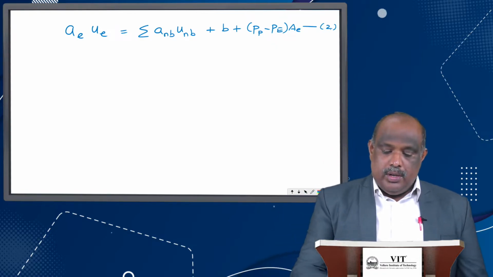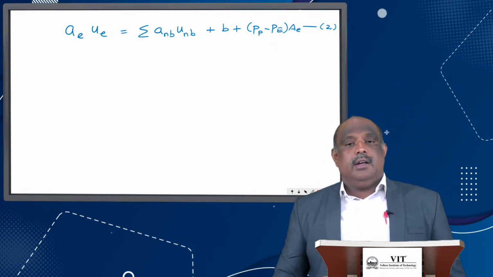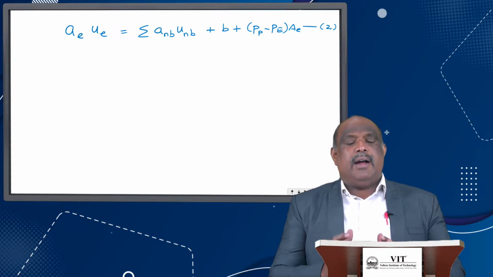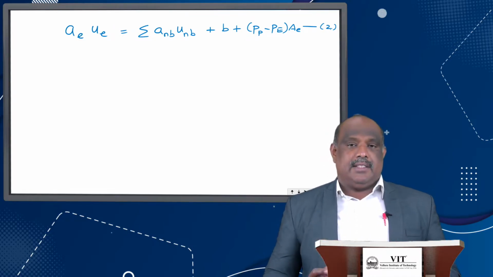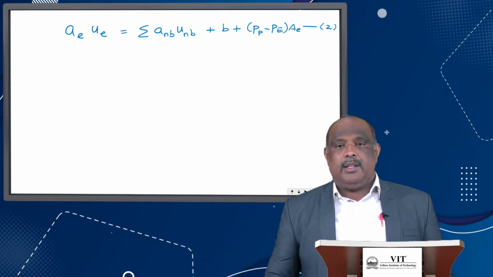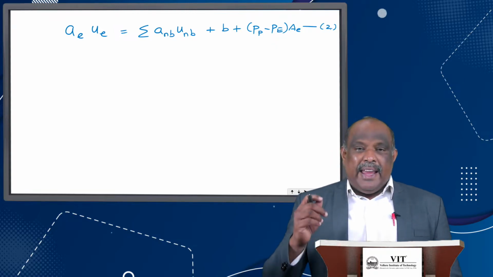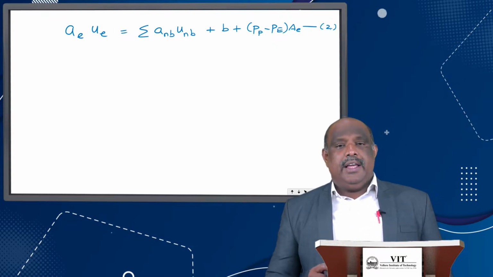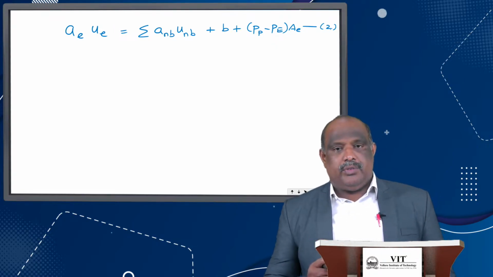Okay, so this is the equation. Now, what is my aim? To find the velocity U at this particular control volume, the U control volume, on the right hand side, and hence it is called UE. So the main objective of equation number 2 is to find UE.